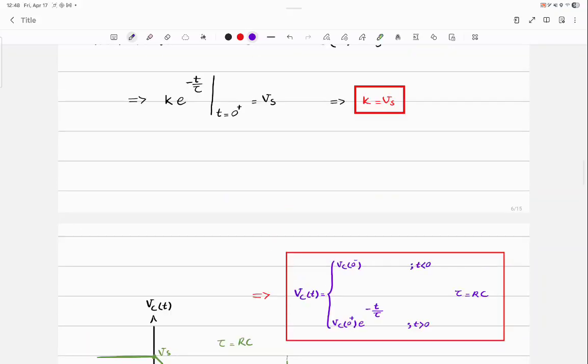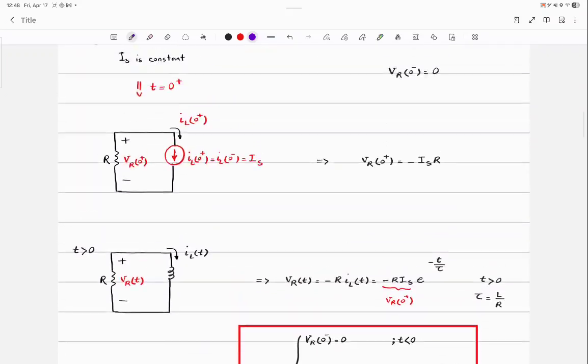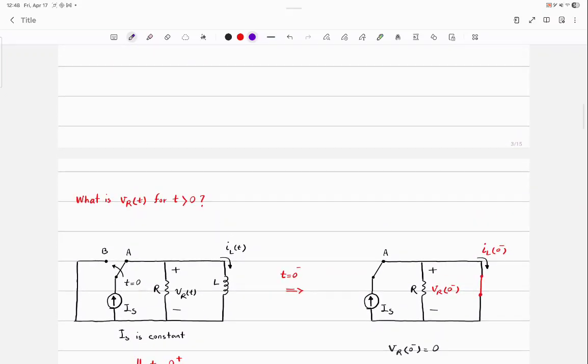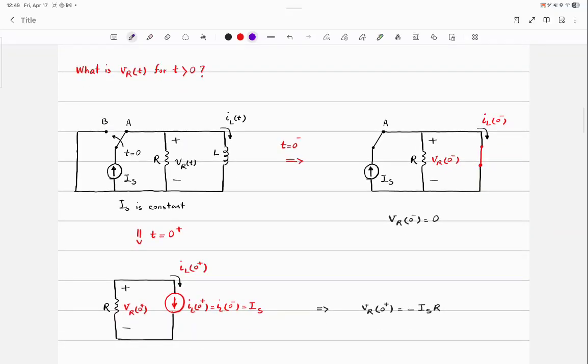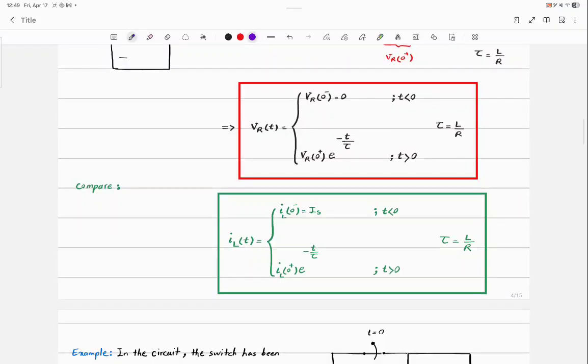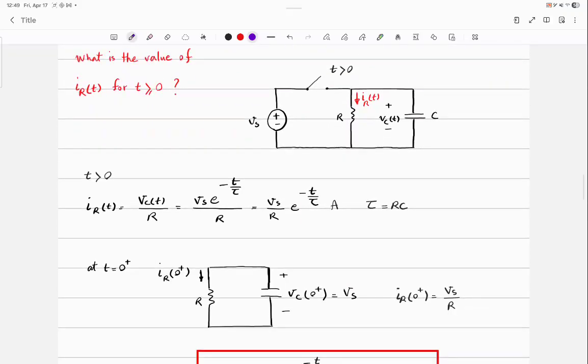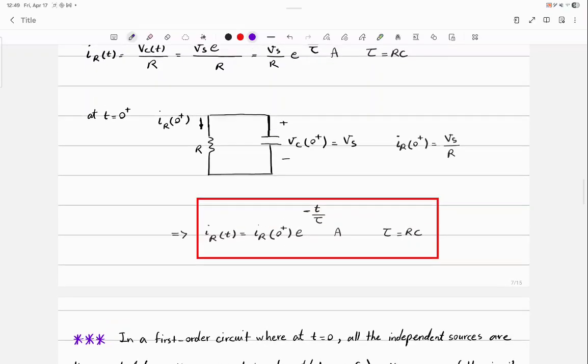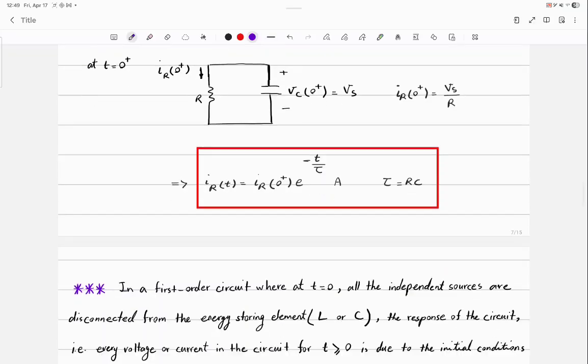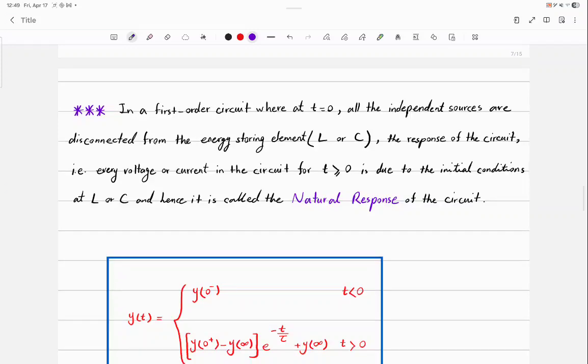And if you remember what we did in the first case, after we found the inductor current, we continued the method and we found the voltage across the resistor, and we found out that they follow the same shape and function. I have done the same here. I found the current that's passing through the resistor, and if you look at that, again, you see that? It's the same shape. It's the same function. Now this is the summary.